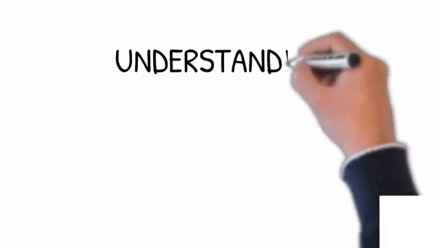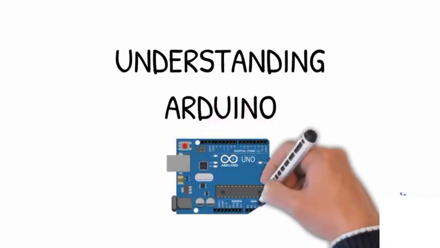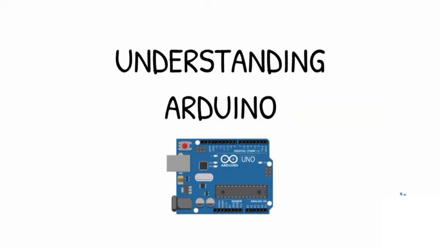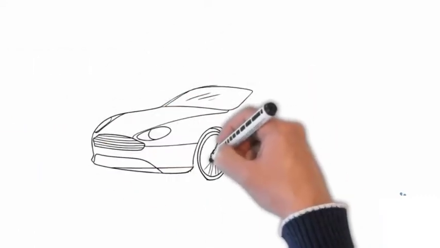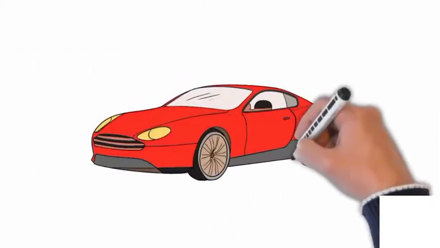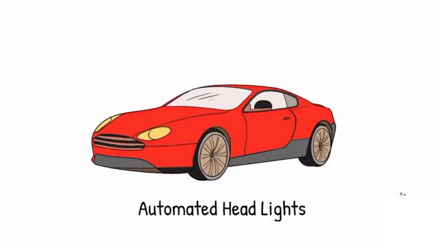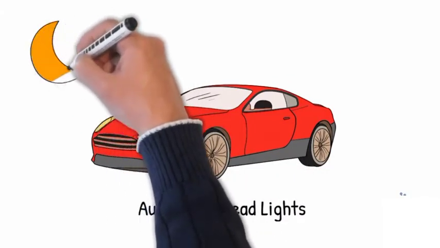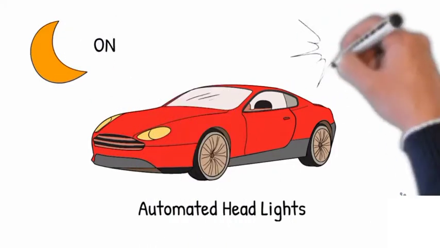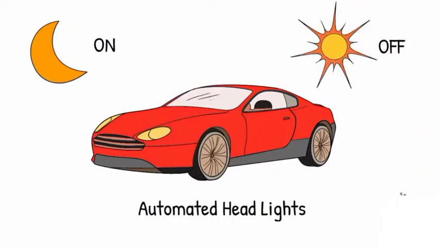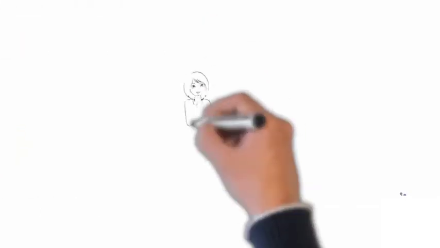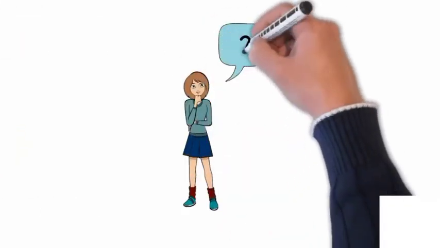Let's start by understanding the core principles of Arduino using an example. Let's say we have a smart car that is equipped with automated headlights. This car checks the light intensity of the environment and turns on at night and turns off during the day. So what sort of equipment would be required to build such a system?